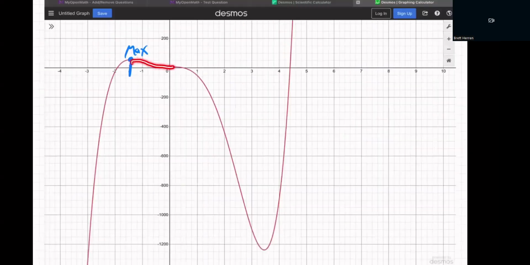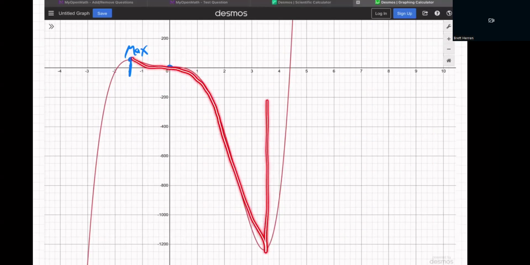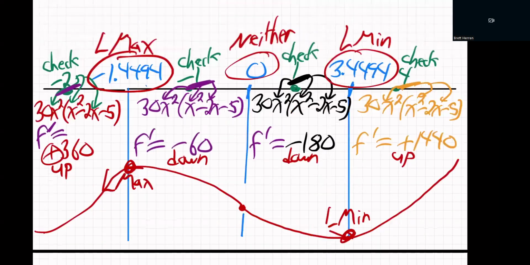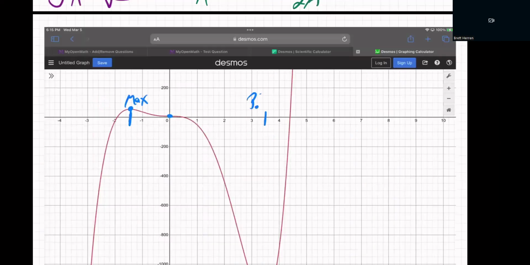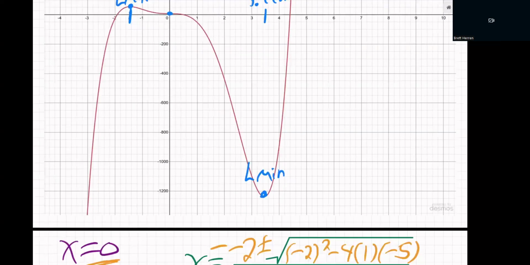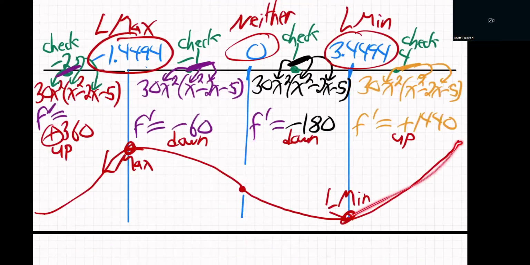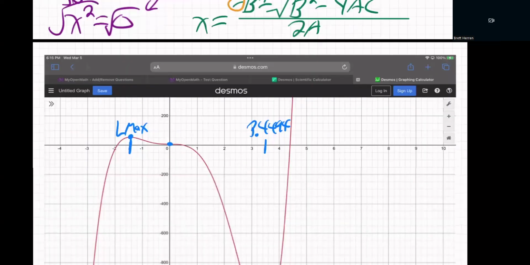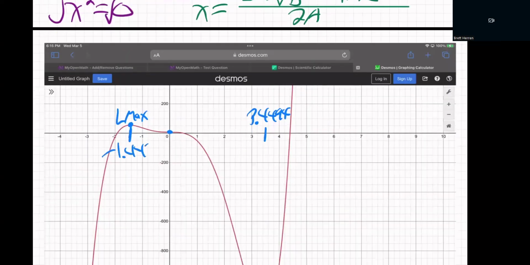Then it shifts concavity right here. See what I talked about? This is a shift in concavity. See how it's concave up and then concave down, but it still keeps going down all the way to there, which is 3 point something. That's got to be our 3.4494. And that's a min, isn't it? It's a local min. This is a local max. Then it goes up, up, and away after that. This one was negative 1.4494. Look at that.